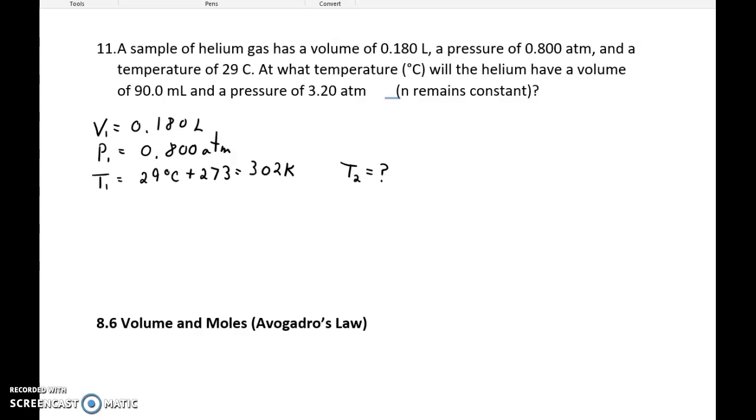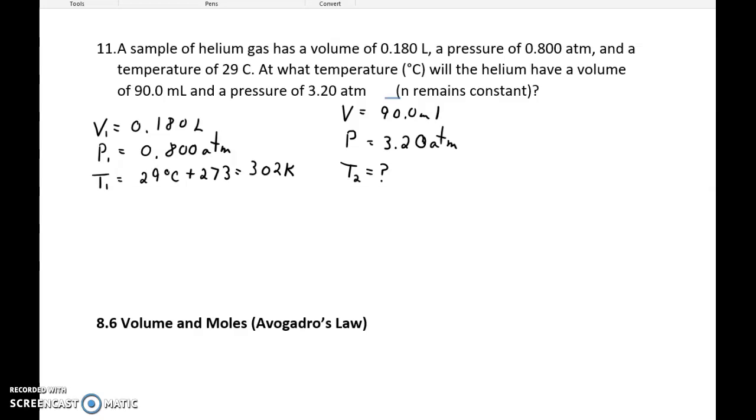These are our ones. At what temperature will the helium have a volume of 90 milliliters and a pressure of 3.20 atmospheres? Okay, I hope you've noticed that there's a problem here. On this side, I've got volume in liters. Over here, volume is in milliliters. These have to match. It doesn't matter if I go to milliliters or liters, but they need to be the same.